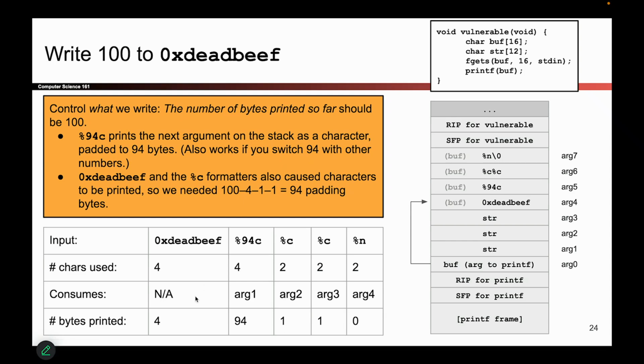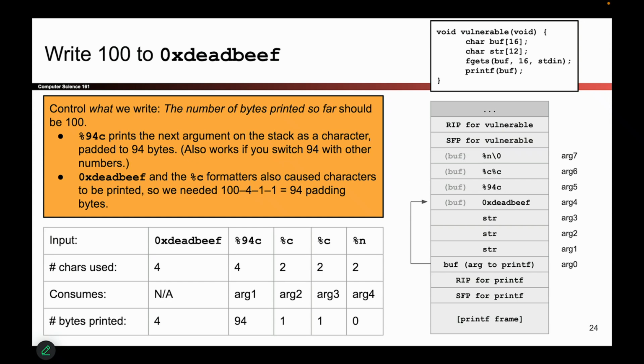But if everything lines up correctly, I should get the case where when I hit the %n, I look up the next unused argument, it happens to be deadbeef. I count the number of bytes printed so far, happens to be 100. So this exploit is going to write the target number 100 to the address deadbeef. And we are finally done.